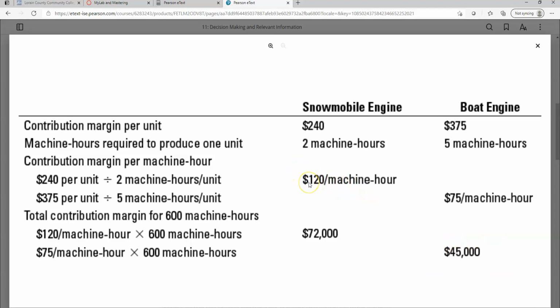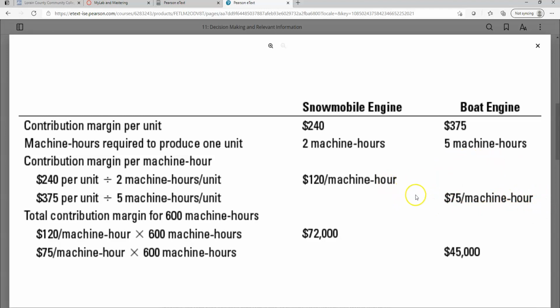So we want to look at contribution margin per machine hour. And actually I said cost. That's not cost, it's contribution margin per machine hour. The one with the highest contribution margin per machine hour is the one we want to focus on. Snowmobile engines, $120 per machine hour of contribution margin. $75 contribution margin per machine hour if we make boat engines.